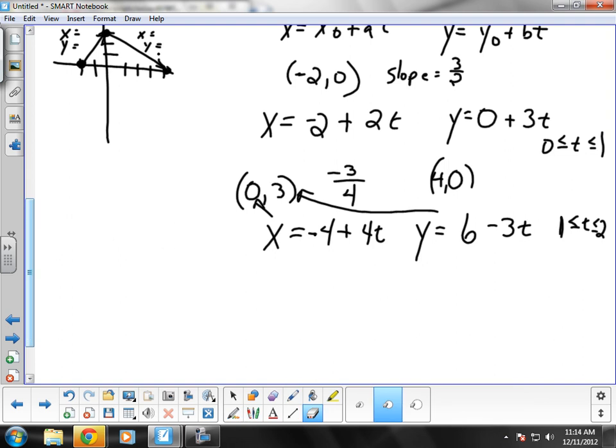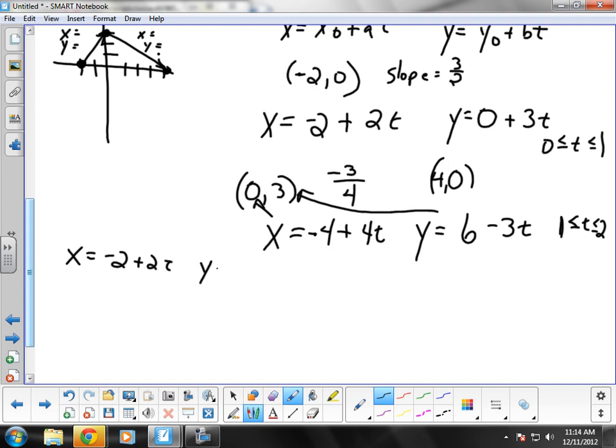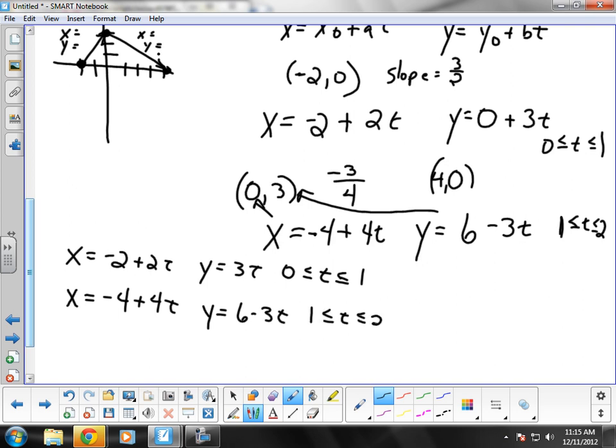Move it down a little bit. I'm fixing to run into it. And y is equal to 3t for t from 0 to 1. And then I'll have x is equal to -4 plus 4t, and y is equal to 6 minus 3t for t from 1 to 2.